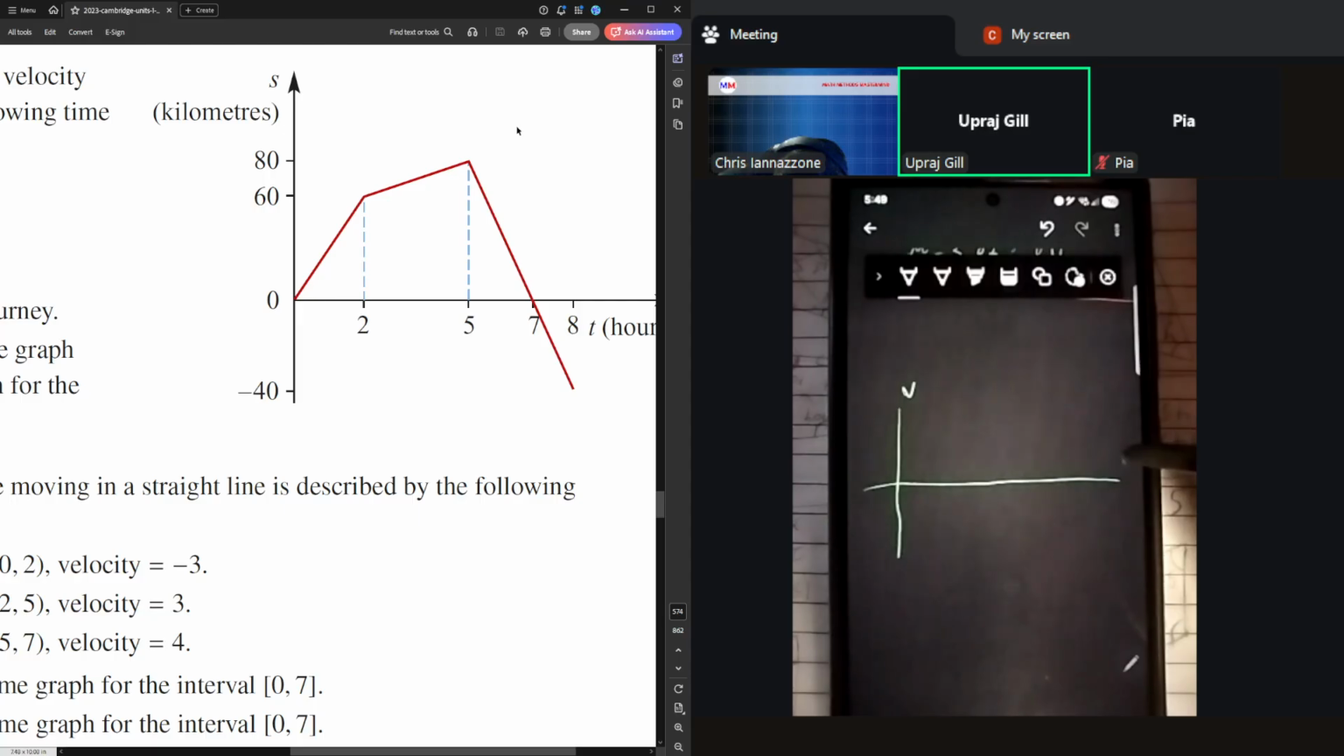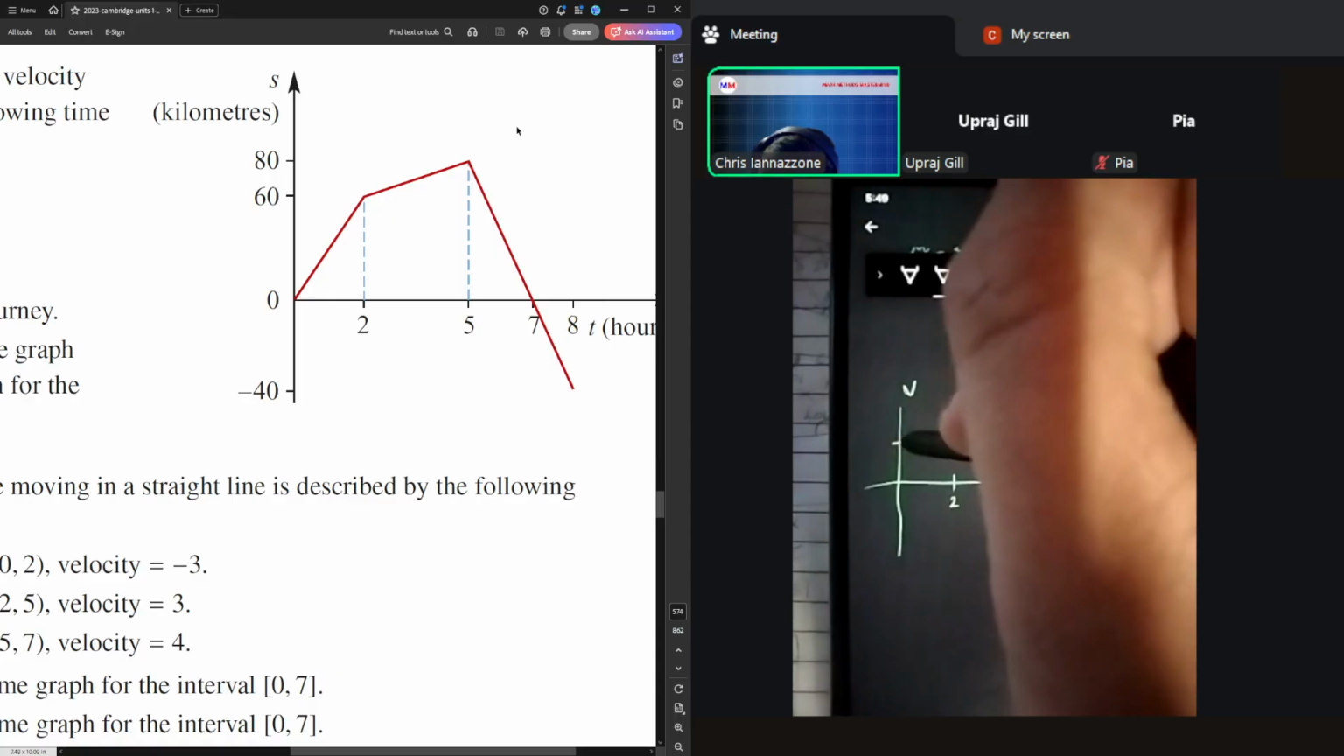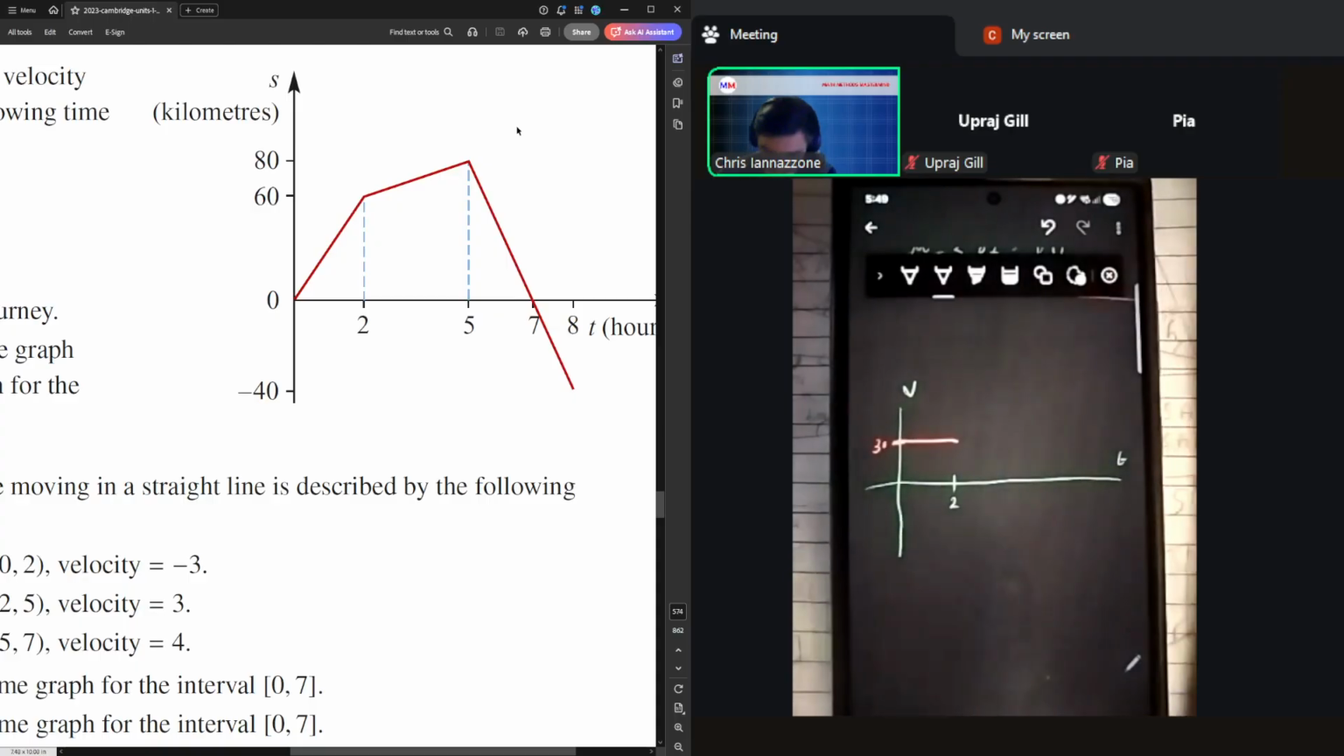From 0 to 2, we draw a straight line at 30 kilometers per hour. Yep, that's it. So a straight line like that, 0 to 2. Horizontal, of course, because it's constant velocity. Constant slope means constant velocity, and because velocity is on our y-axis, it's horizontal. That's good.